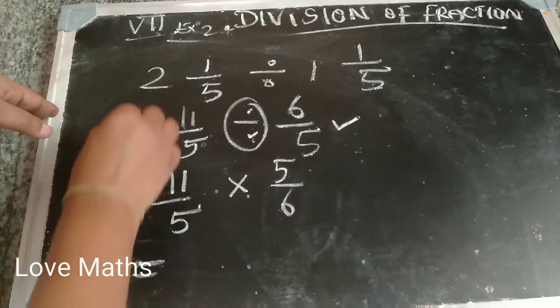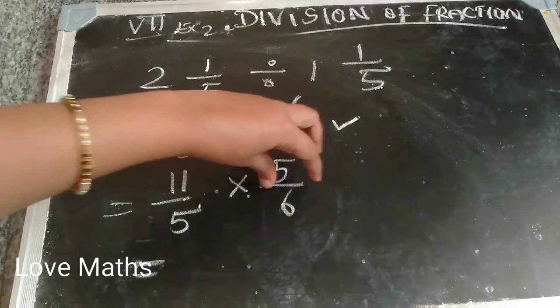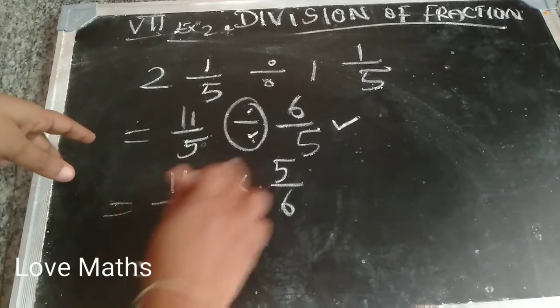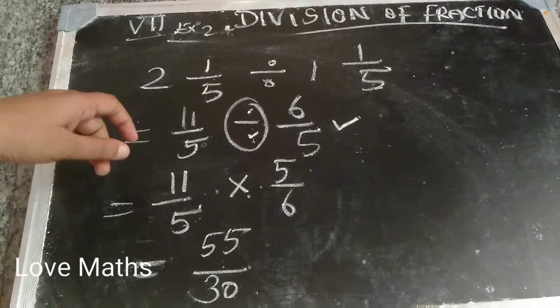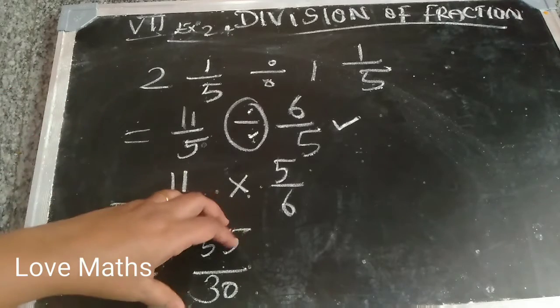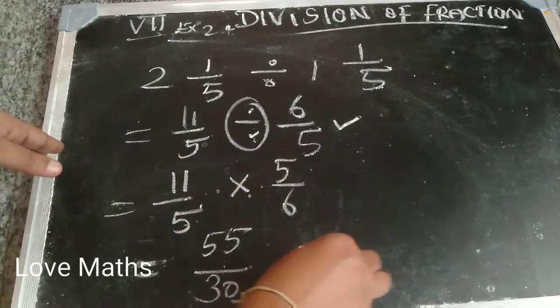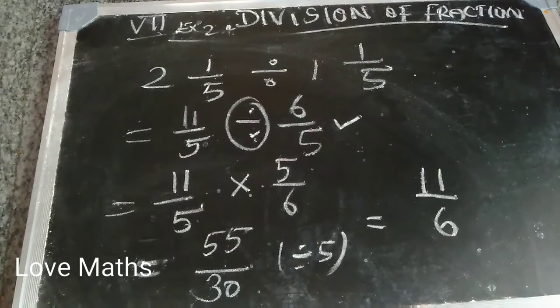Okay, if you want to cancel directly you can cancel, otherwise now it is a multiplication. How to multiply? Numerator into numerator, denominator into denominator. So 11 5s are 55, 5 6s are 30. Is it the final answer? No, not like that. I can still simplify this, because these are multiples of 5. Dividing by 5 using the 5 table, it comes 11 by 6. Is it clear how I divide? Because 11 5s are 55 and 6 5s are 30. Okay, so this is the answer.